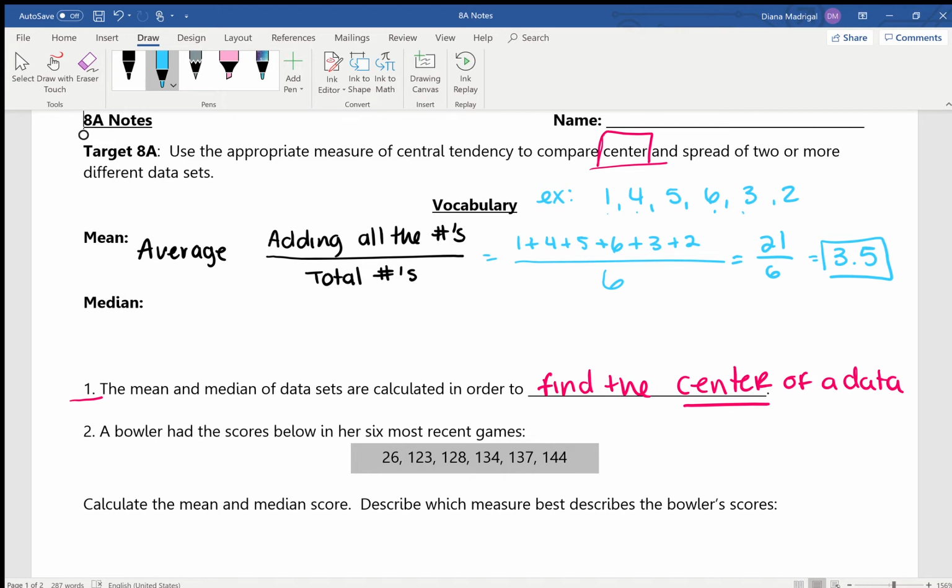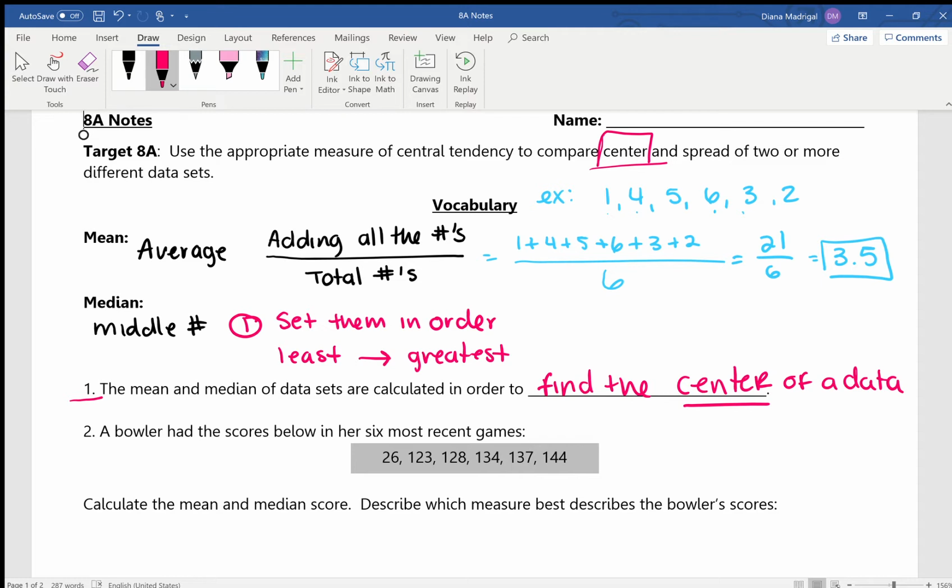That's going to be your mean. All right, your median is going to be the middle number. In order to find the middle number, however, you need to remember that your first step is to set them in order. Alright, so numbers have to go from least to greatest. Once they are set in order, then you could find the middle number.